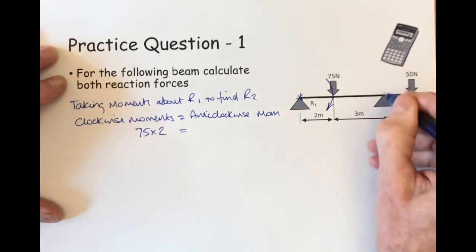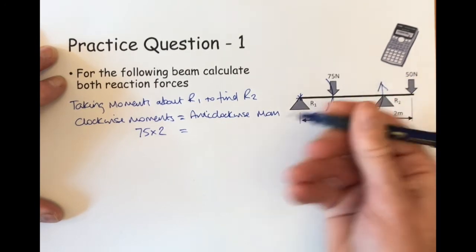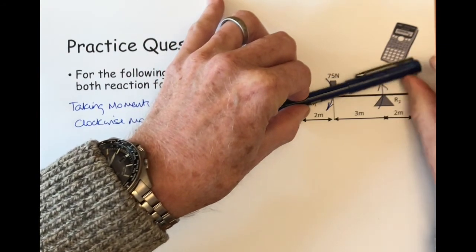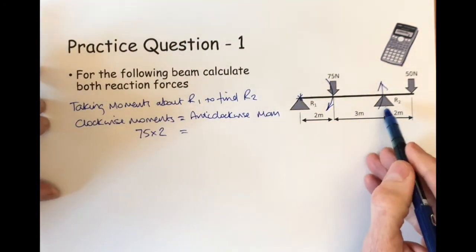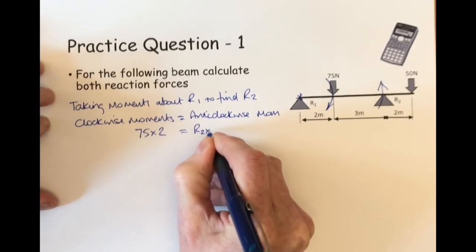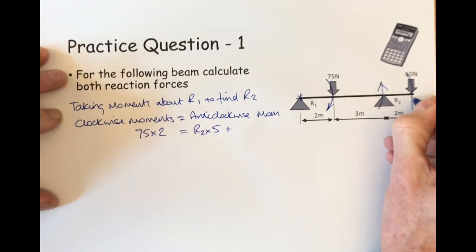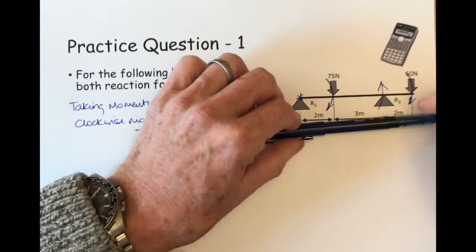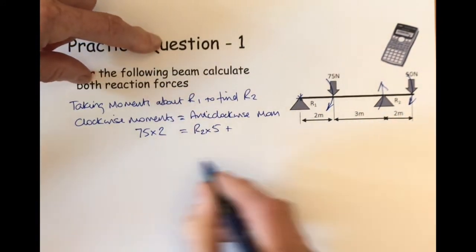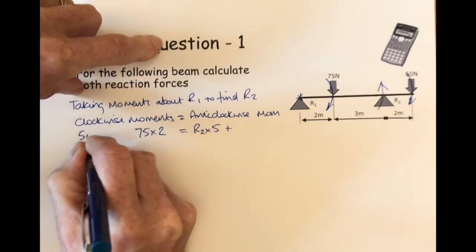The next one I come to is R2, and that is pushing that way, which will tend to push the beam in an anti-clockwise direction. That's 5 meters out, so it's R2 times 5, plus this one here is pushing down that way. So again, that's going to tilt the beam in a clockwise direction. It's 7 meters out, so therefore it's 50 times 7.